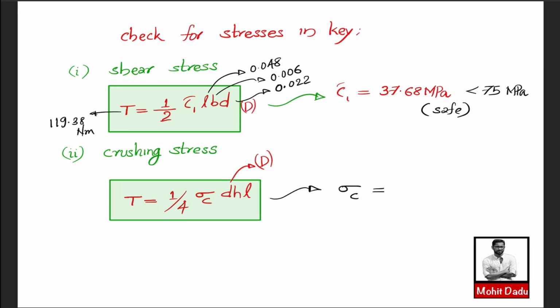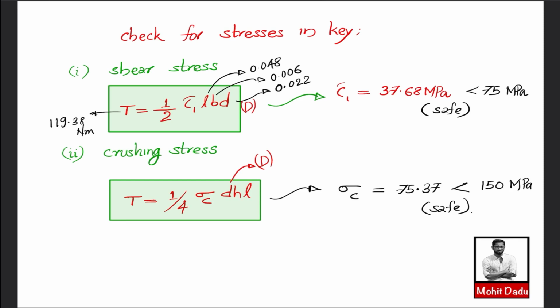So if you are substituting, you will be getting the crushing stress of 75.37 megapascal, and for this material the allowable crushing stress is 150 megapascal. So here also the condition is satisfied, so it is also safe. Both the failure criteria are under safe condition, thus the selected dimension of key we can finalize.